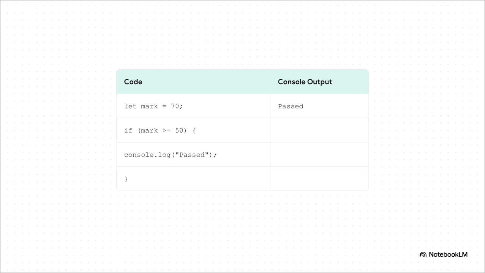Think of it like a bouncer at a club or a gatekeeper. Let's try it out. We'll create a variable called mark and set it to 70. Now we give the gatekeeper its rule. If this mark is 50 or higher, then you can let the code inside pass through and print passed. So the computer takes a look. Is 70 greater than or equal to 50? Yep, it is. So the gate swings open and bam, our pass message shows up on the screen.